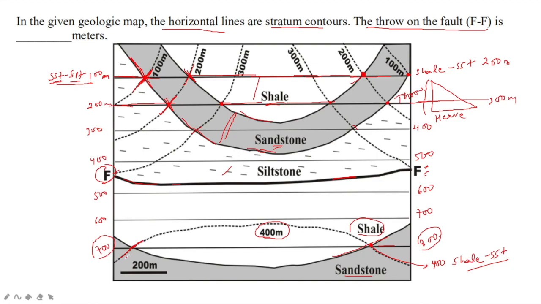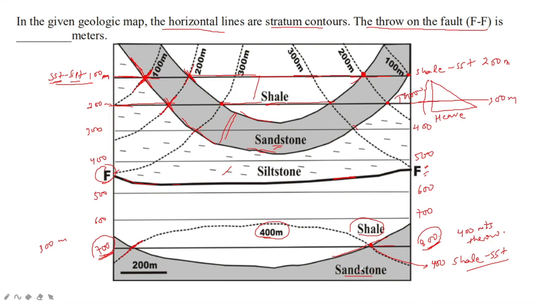So the question is whether it has come down from a height of 700 meters or from a height of 800 meters. You can pause the video and think about it yourself. If it has come down from 700 meters, then the answer should be 300 meters, the throw. And if it has come down from 800 meters, then the answer should be 400 meters, the throw.